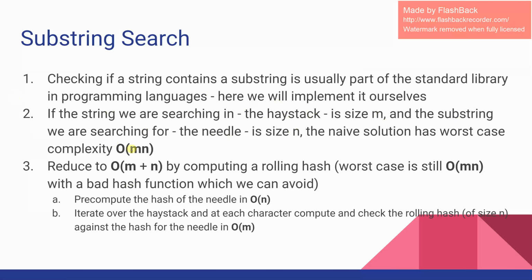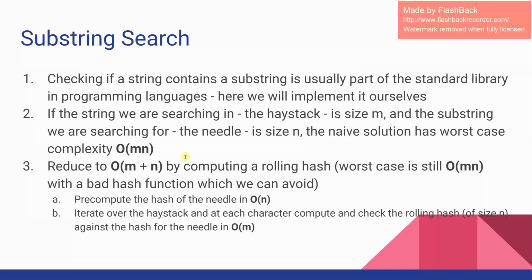One of the ways that this complexity can be reduced to only m plus n is by computing a rolling hash. Now, the worst case for this algorithm is still O(m times n), but that's only a worst case if there's a bunch of hash collisions, which can be avoided with a good hashing algorithm. To explain how this makes the searching process better, the first thing to do is to pre-compute the hash of the needle, that is, the substring we are searching for, which only takes O(n).